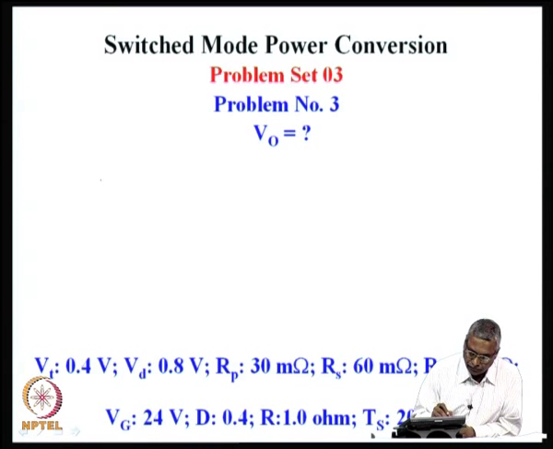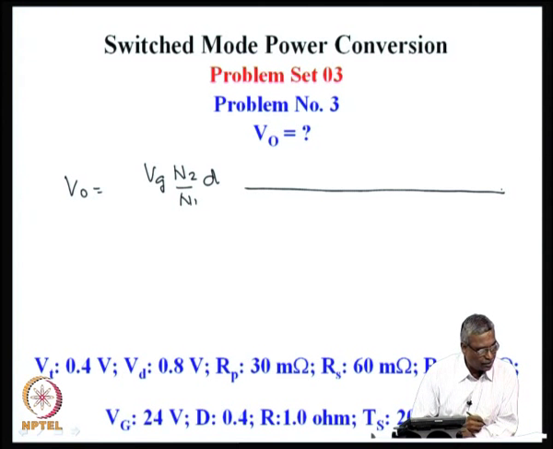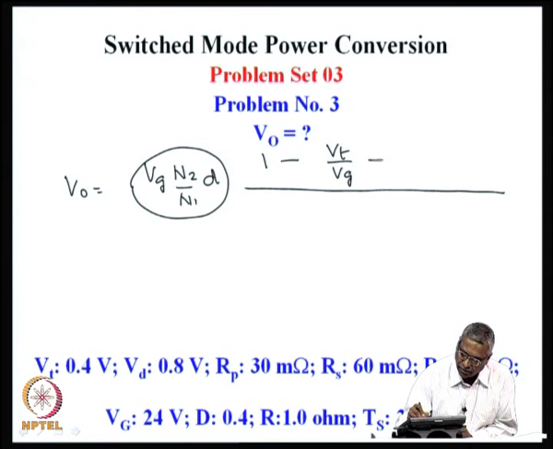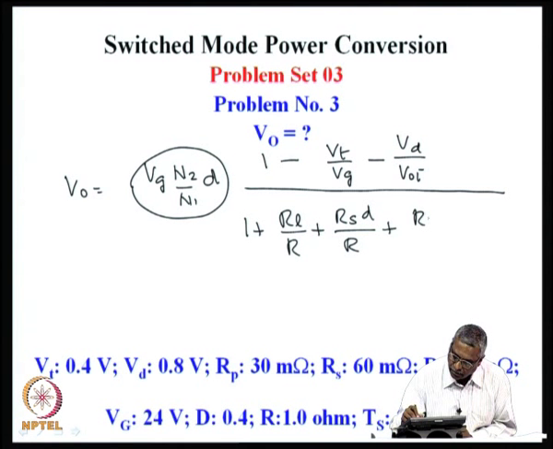We can say that V naught is now Vg n2 by n1 into d. This is our ideal, and then because we take all the terms to one side, V naught is now related to the ideal gain, and then 1 minus Vt by Vg minus Vd by V naught ideal, and the denominator has all these other terms: 1 plus RL by R plus Rs into d by R plus Rp into n2 square by n1 square into d by R.